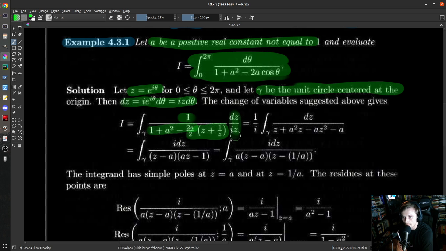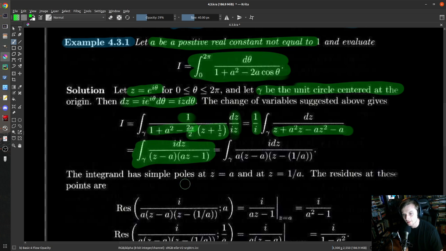Okay. Take that 1 over i, pull it out front. We're still integrating around gamma. Just do a little bit of algebra. We get z plus a squared, z minus a squared, az squared minus a. Do a little bit of factoring. This turns into the integral around gamma of i dz divided by the quantity z minus a times the quantity az minus 1. All right. Then if we just do a little bit more factoring, nothing fancy, we're just going to pull an a out of the second term. We get a times the quantity z minus a times the quantity z minus 1 over a on the bottom right there.